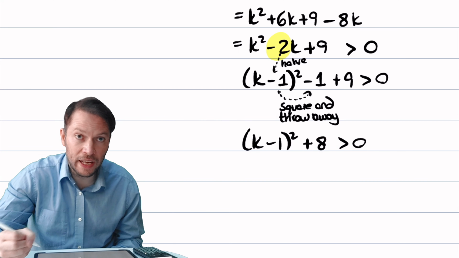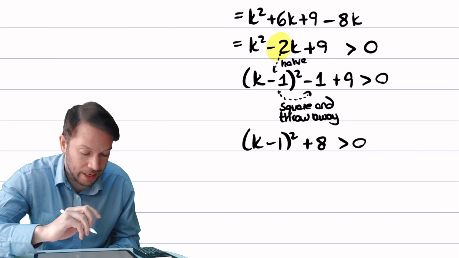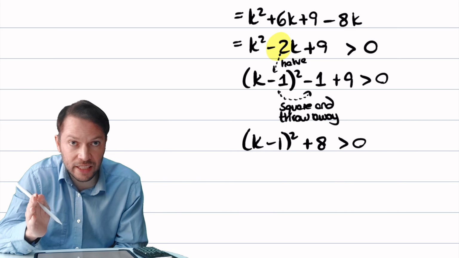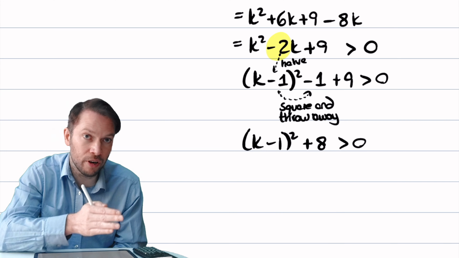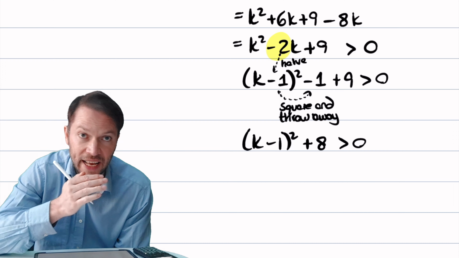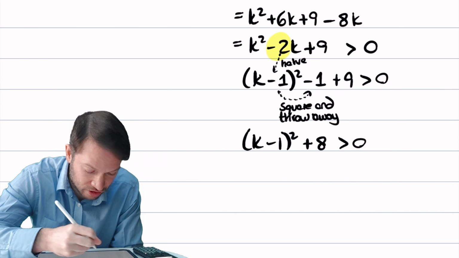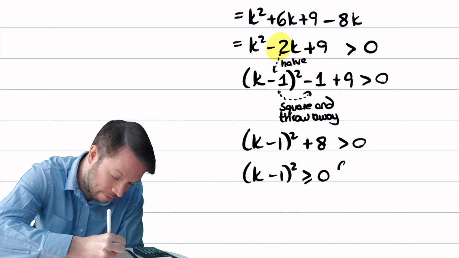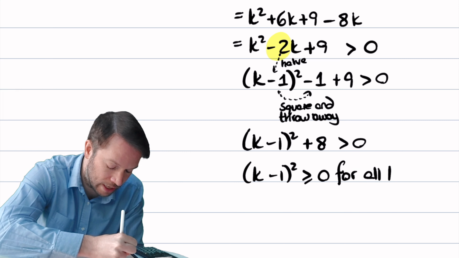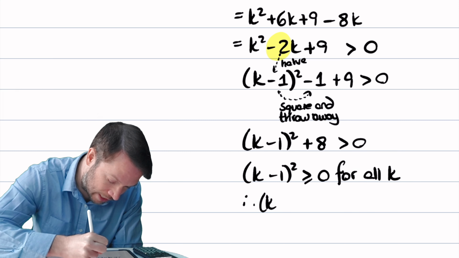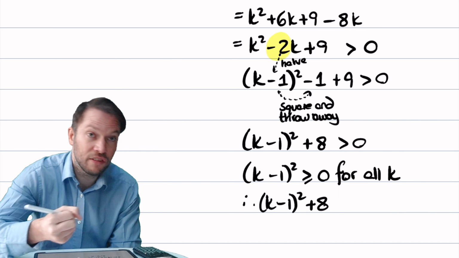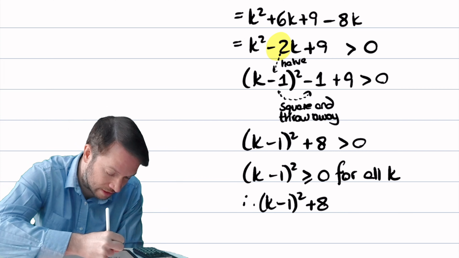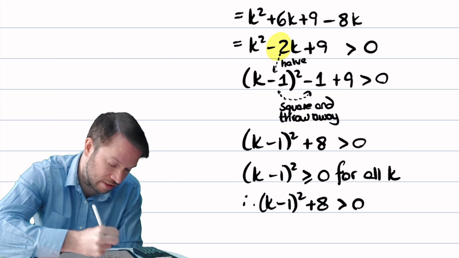Now, why do we know that that's guaranteed to be true for all values of k? Well, the reason is that anything squared has to be at least 0, because if you have negative squared, it becomes positive. 0 squared is 0, positive squared is positive. So anything squared has to be at least 0. So what you need to write is just (k minus 1) squared is greater than or equal to 0 for all k. The magic words here are for all k. And therefore, (k minus 1) squared plus 8, well, that's going to be at least 8, isn't it? Because anything that's at least 0 plus 8 has to be at least 8. So this is going to be greater than or equal to 8, which is greater than 0 for all k.